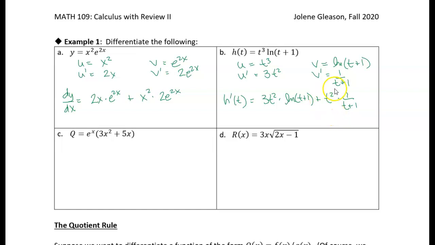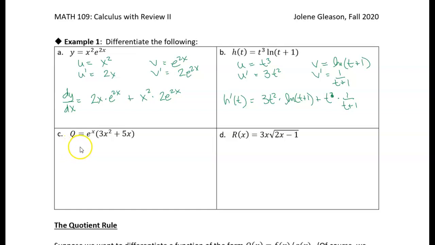And I just realized I made a mistake. This should have been t cubed, right? Because the first is actually t cubed. All right, so sorry about that. All right, but anyway, I was saying that you shouldn't simplify these. I don't want to see them simplified. In fact, I may not accept them if they're simplified. Okay, so be warned.